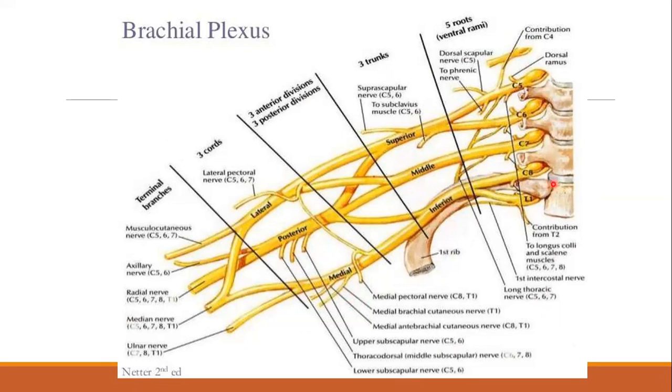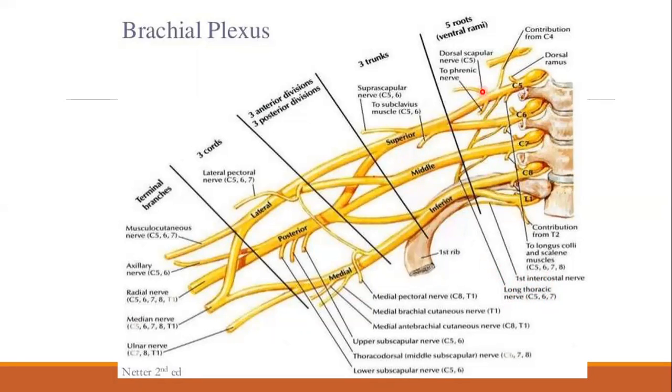So again, we can see our roots C5 to T1, and there are 2 nerves that come directly off of the roots. You have your long thoracic nerve, which pulls fibers from C5, C6, and C7. Your long thoracic nerve innervates serratus anterior. And recall that when we have damage to the long thoracic nerve, we end up with a winged scapula because our serratus anterior has been paralyzed.